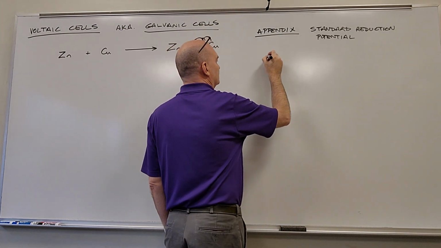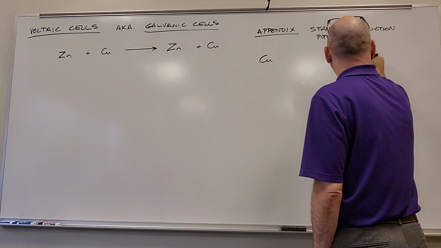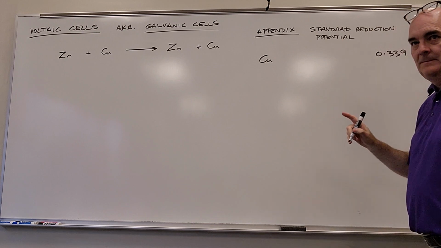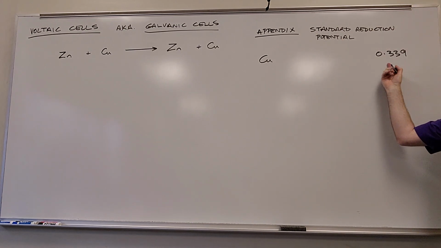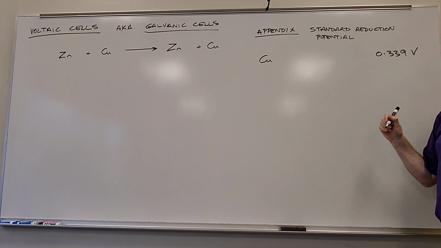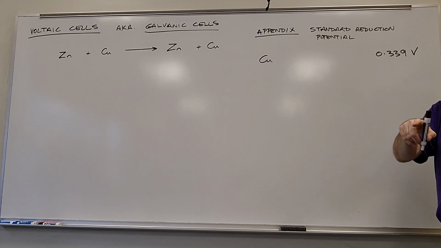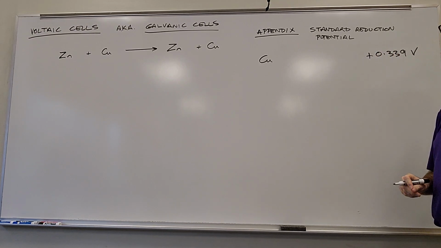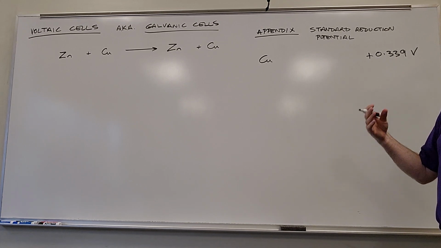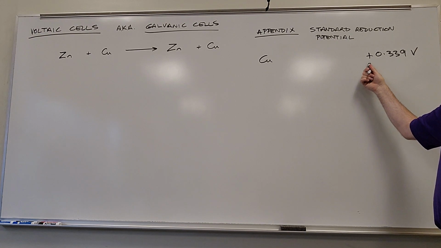Copper has 0.339. Okay, while we're here, this value needs 2 things. It needs a unit, which is volts, and it needs a direction. Does it say plus in the table? No. Okay, if it doesn't say negative, it's plus. Like energies, like enthalpies that are endothermic or exothermic, if it doesn't say plus, write it down.